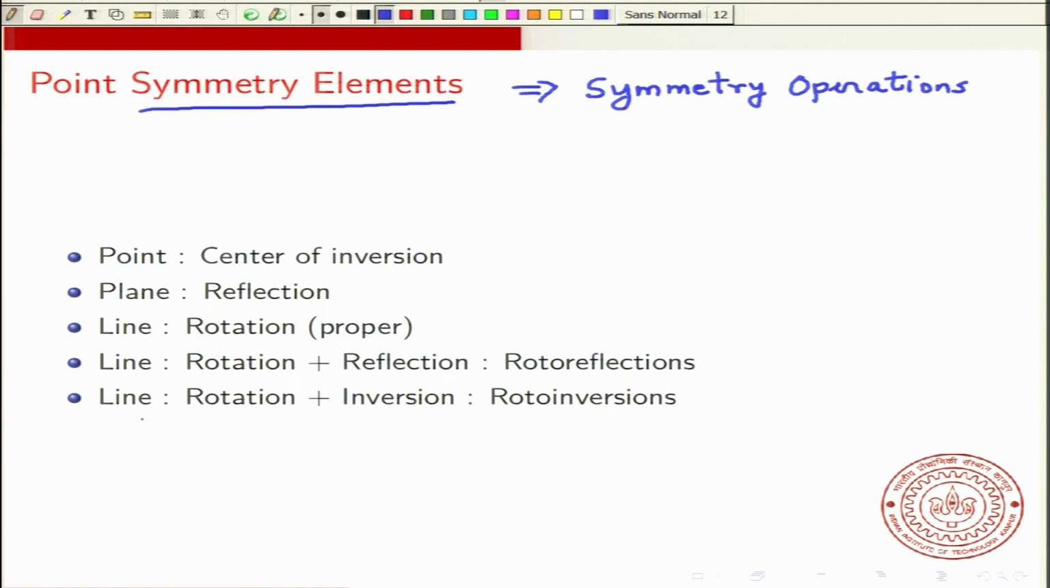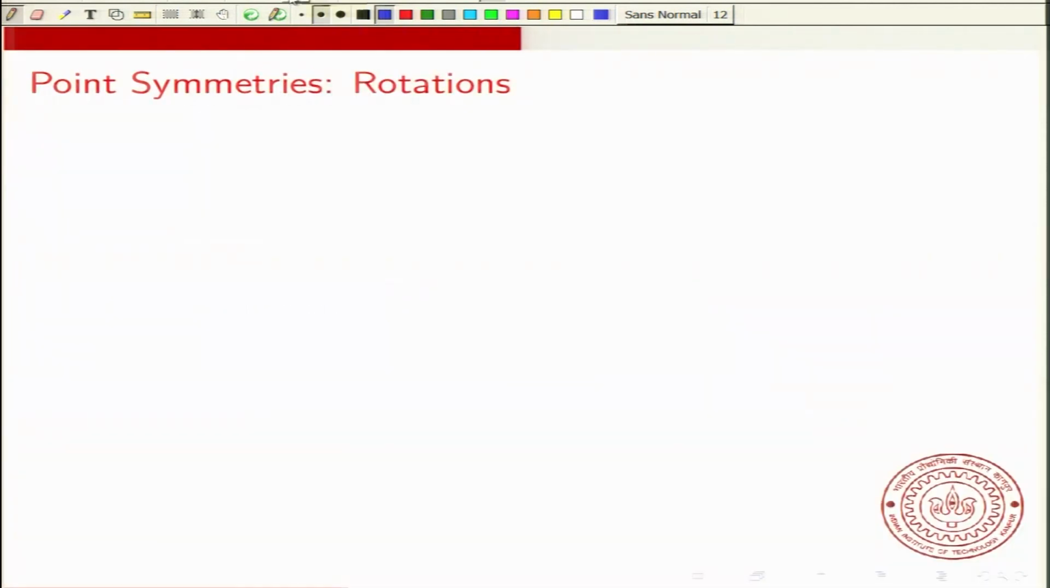So usually the way to learn symmetry is through simple examples, and we will illustrate this. We will now illustrate some simple examples of the symmetry operations relating to rotations and reflections, just the proper rotations and reflections. So let us go to rotations.